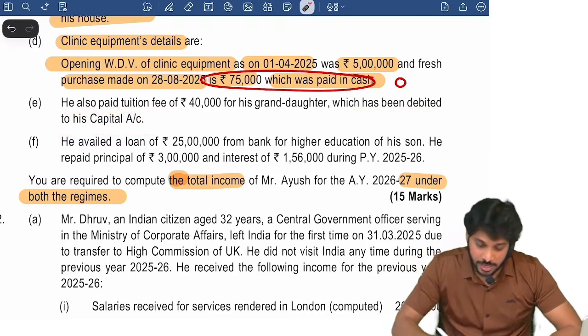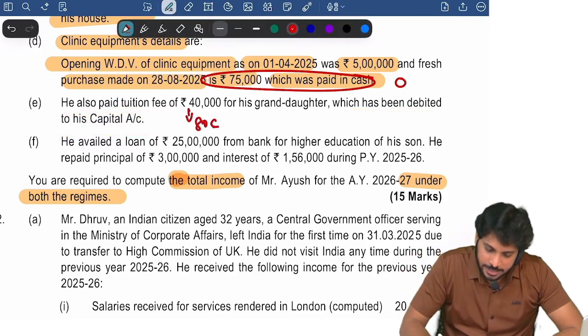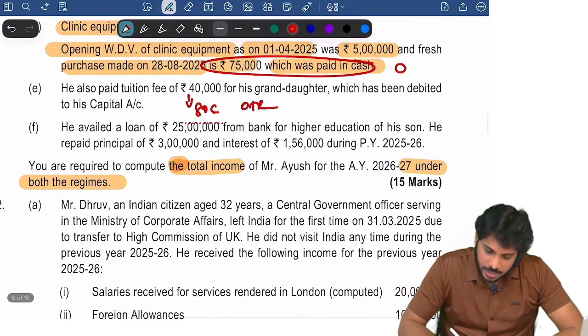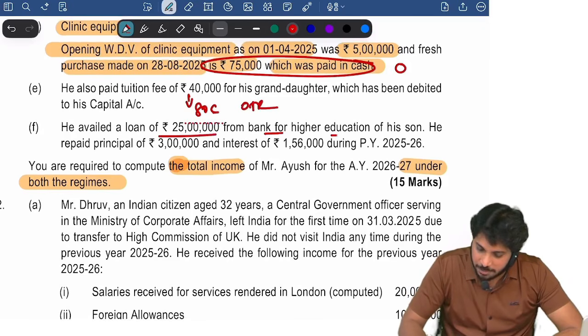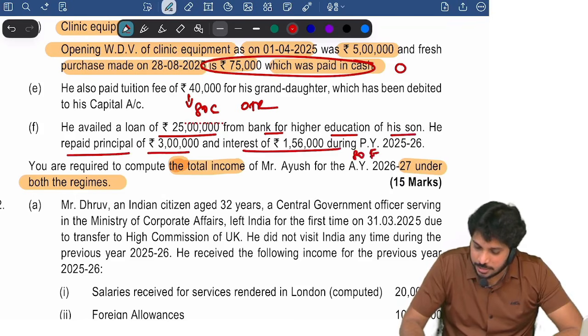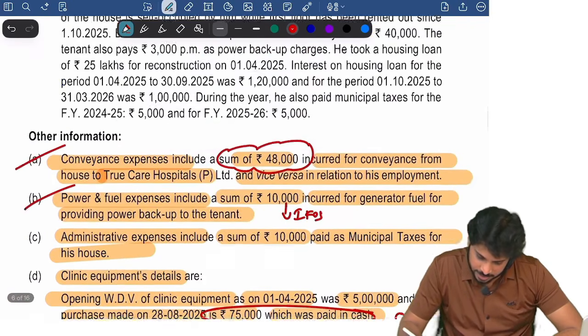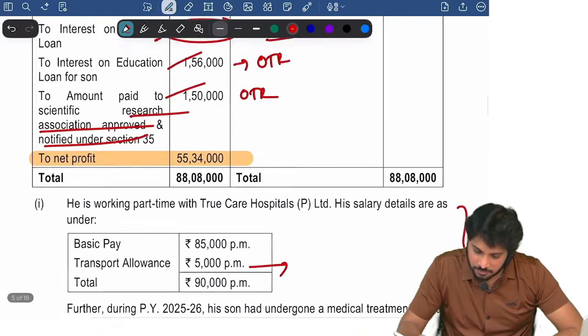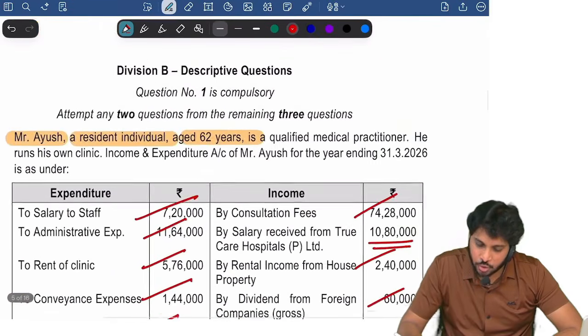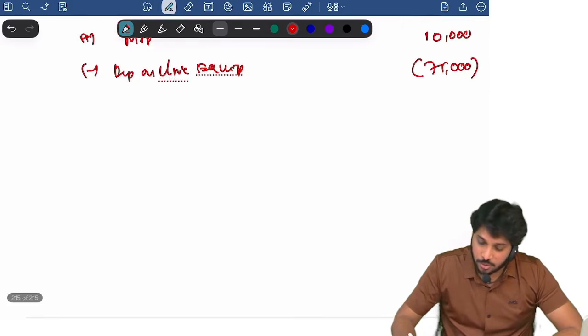Nothing to worry. Okay. So this is an ATC item, optional tax regime. He availed a loan of 25 lakhs from bank for higher education of his son. Repaid principal 3 lakhs, interest. So again, this is ATC. This is under optional tax regime. So optional tax regime. I think everything we considered. I think now we are completely perfect to close the PGBP head of income, right? So I'm closing PGBP head of income.